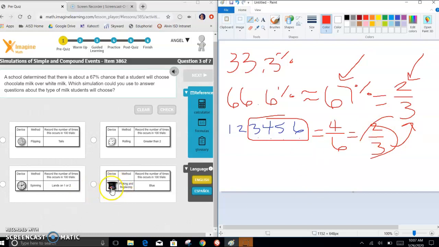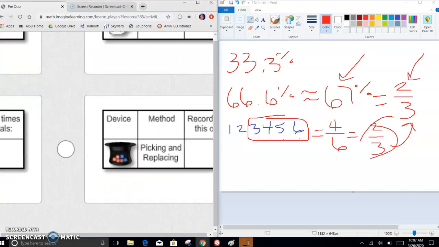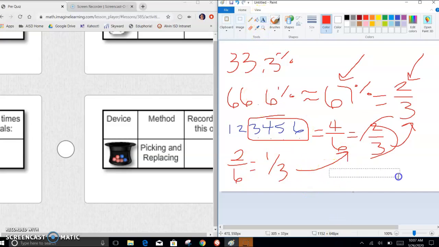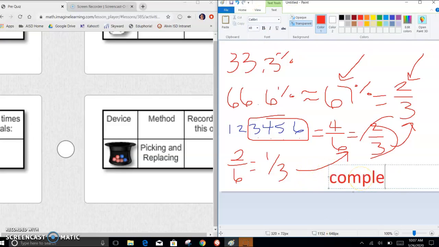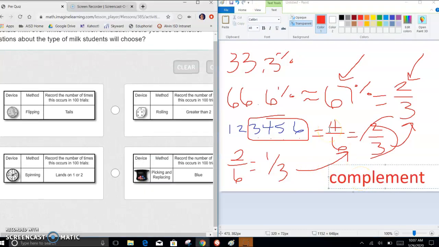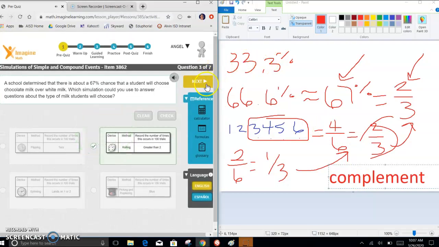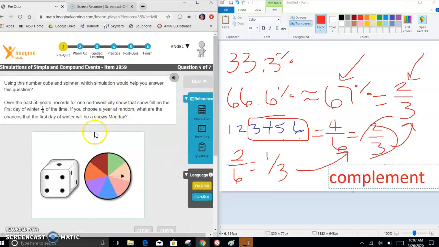Double check down here to make sure that this is not correct either. This says picking and replacing. I want blue. How many blues are there? 2 out of 6, and that's 1/3. 2 out of 6 is 1/3, and that is actually the complement. That means that completes the whole. It makes 100%. Complement. Okay. So, this is the best answer. Choose it. Move on. Okay? That's how we answer those questions.